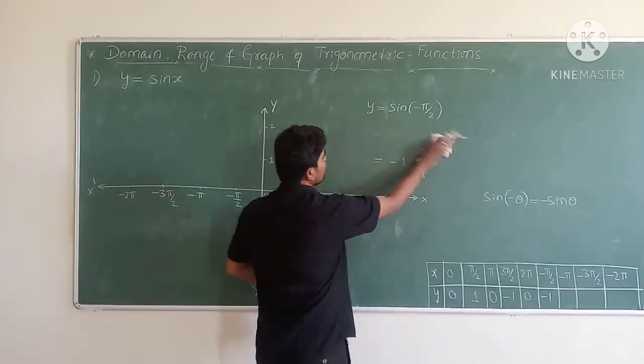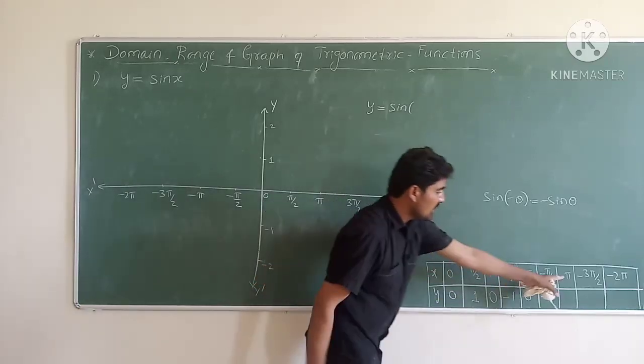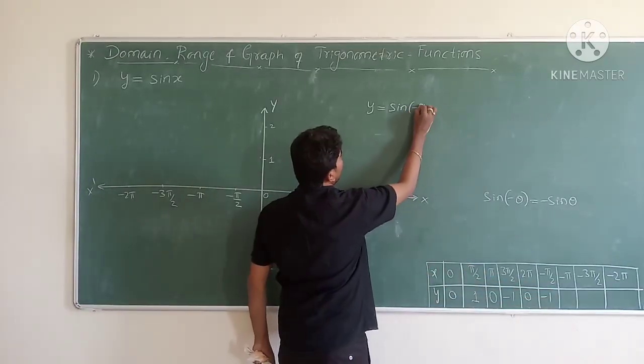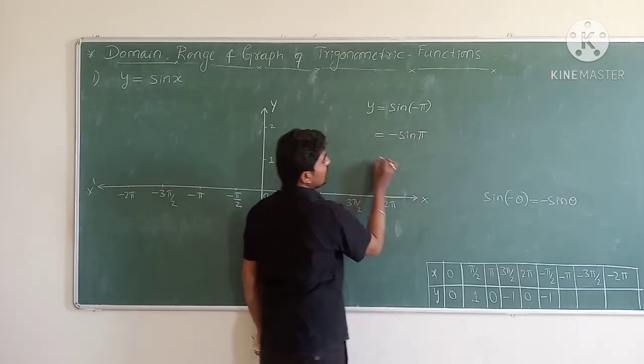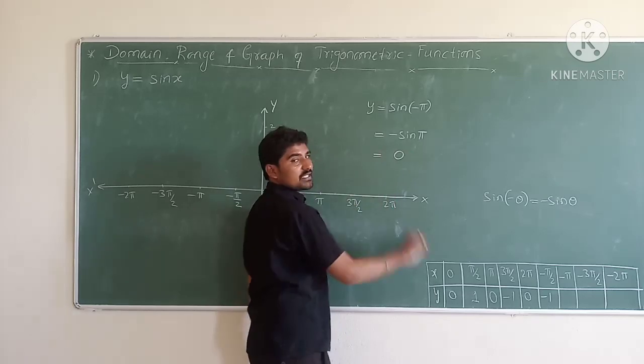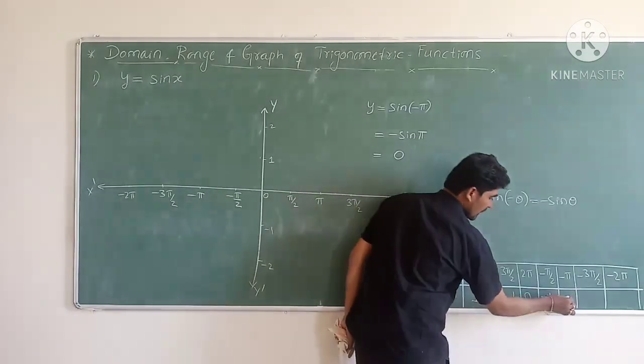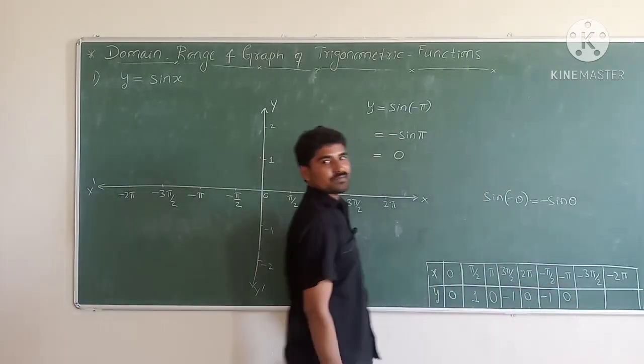Now when x is equal to minus pi, sin of minus theta is minus sin theta. Theta value is pi, and we know that the value of sin pi is 0. So when x is equal to minus pi, the value of y is 0.